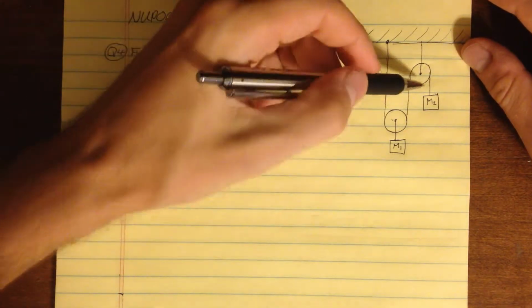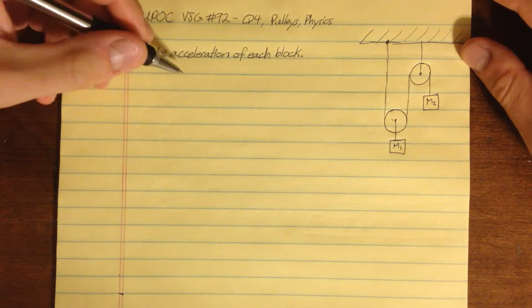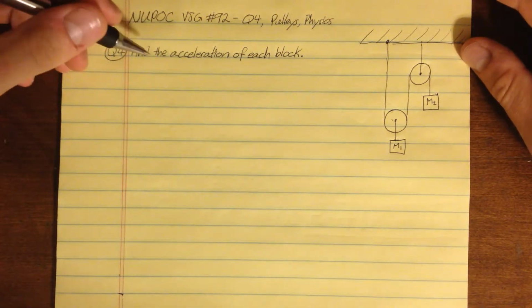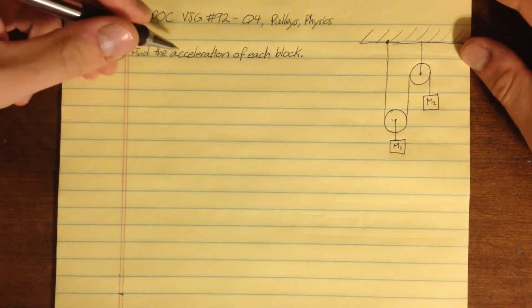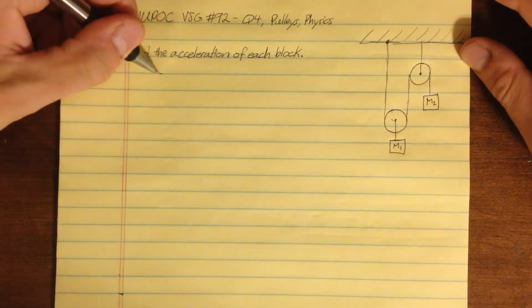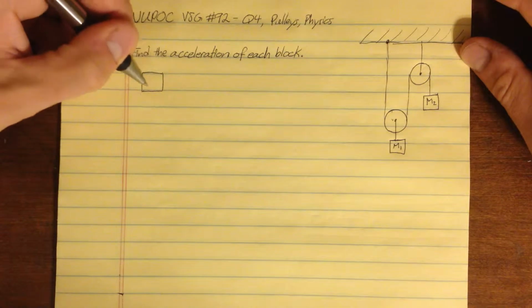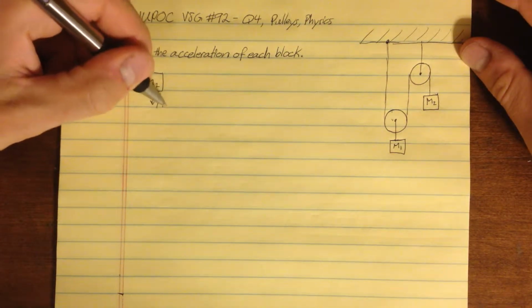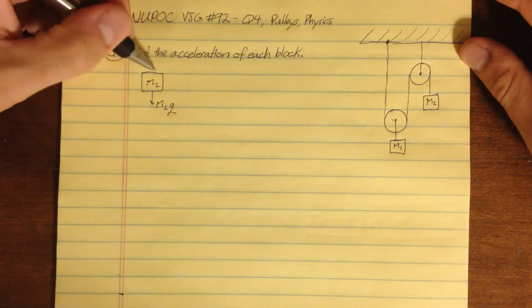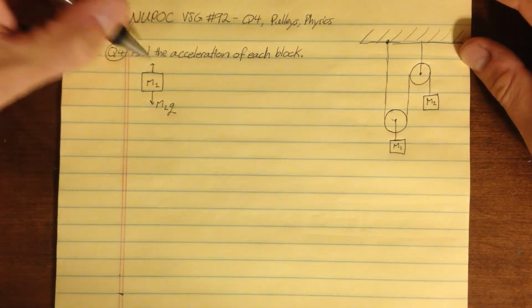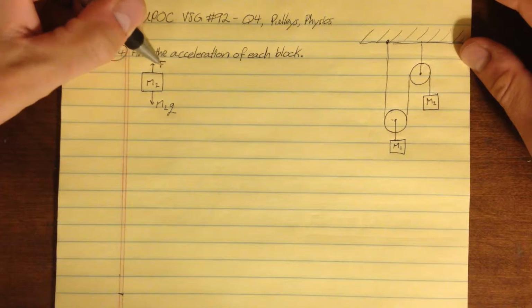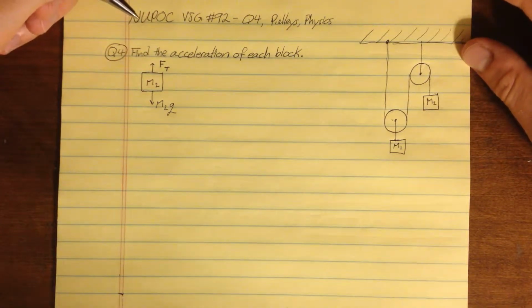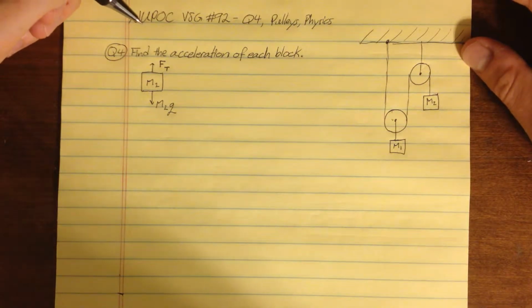So let's take a look at M2. And by the way, we're of course assuming all the pulleys are massless and frictionless, and the string is inextensible and massless as well. So if we look at M2, we of course have M2g pulling down, and we have what I've been calling for the last few pulley problems Ft pulling up, which is the tension in the rope.